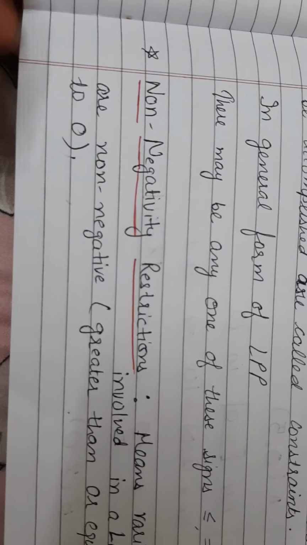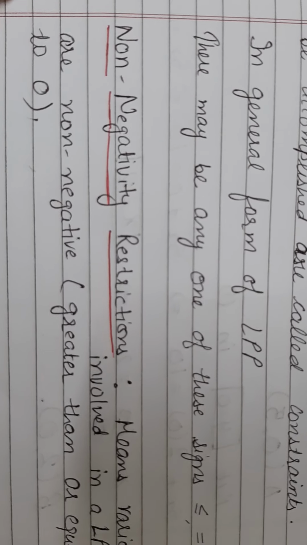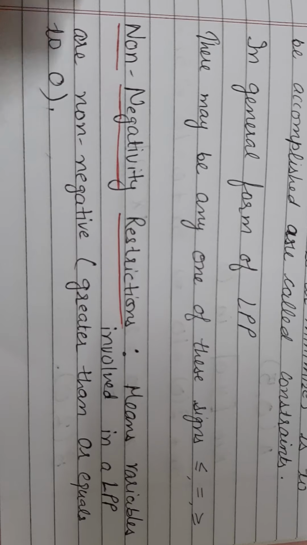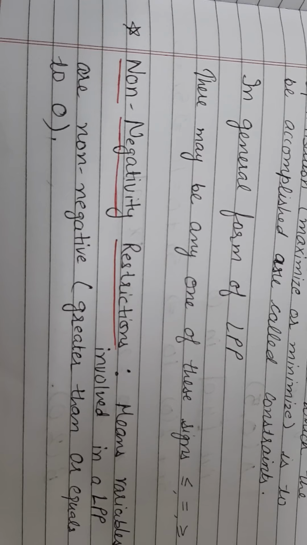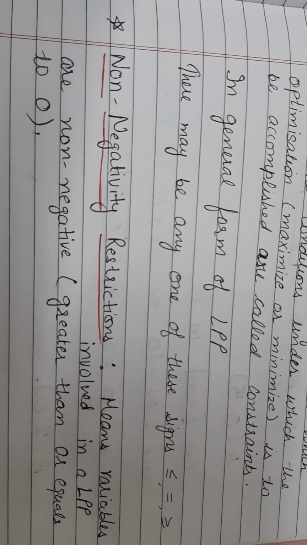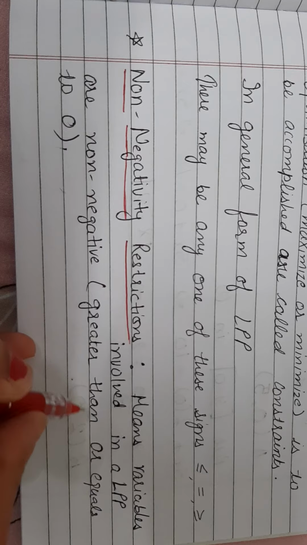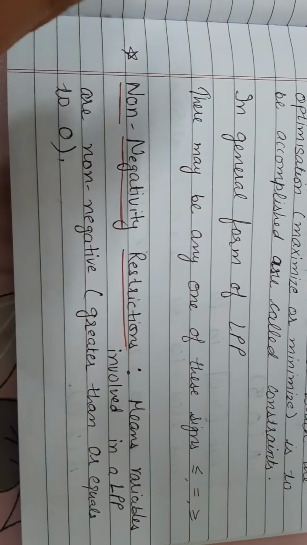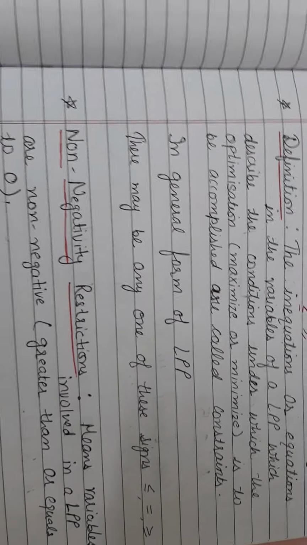One more restriction is there in LPP. This restriction is called the non-negativity restriction. Non-negativity means that whichever variables are there in the LPP, like x, y, z, they must be non-negative. Non-negative means greater than or equal to 0, no negative number. That's why it is the non-negativity restriction. So I am giving you some examples.